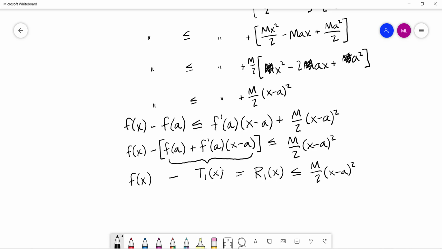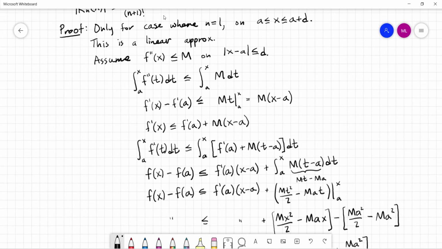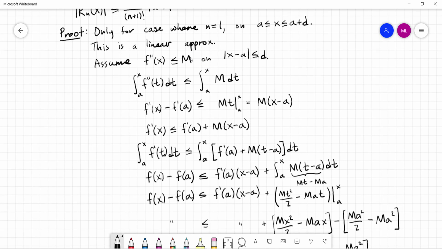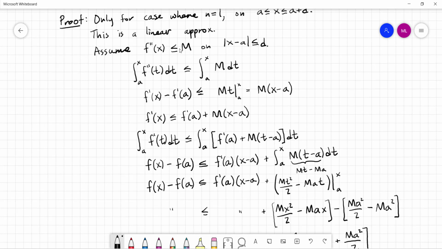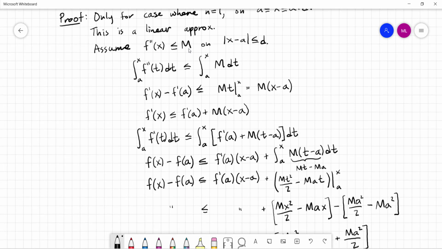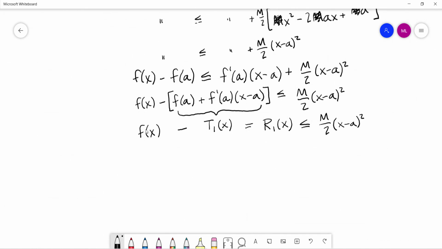This is our first degree Taylor polynomial right here. And we're looking at the difference between the original function and our first degree approximation, which is sitting right here. That is what we call the remainder, R1 of x. So the remainder is just the difference between our approximation and the actual function. And we have a bound on it. This bound came from this original bound on the second derivative. All we did was integrate enough so that we could see the net effect of what that constraint on the second derivative looks like by the time we get to the original function.